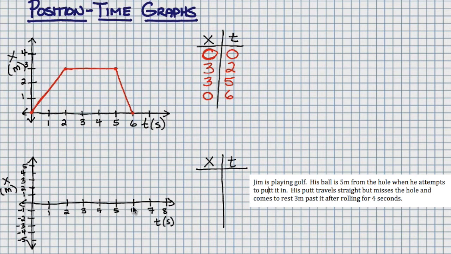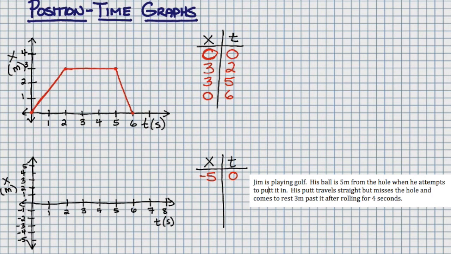So if I assume that position 0 is the hole where I want that ball to be, now I need to read and take a look. His ball is 5 meters from the hole. Since I'm trying to go towards the hole, I'm going to assume I'm 5 meters behind the hole. So at 0 seconds, I'm actually at -5. That ball is at -5. It's 5 meters behind where I want it to be.